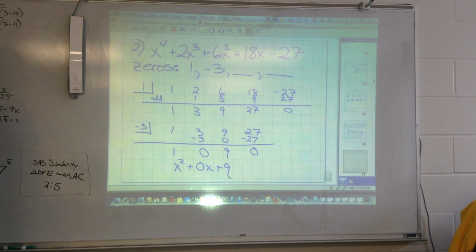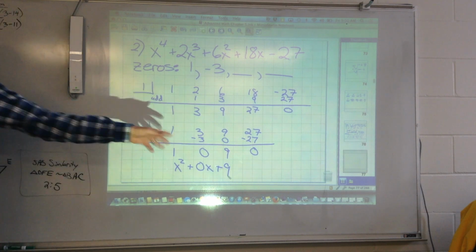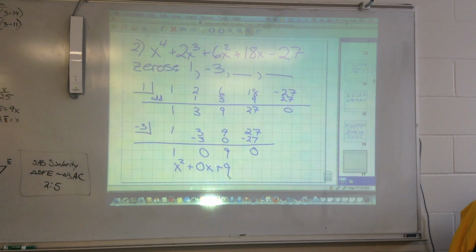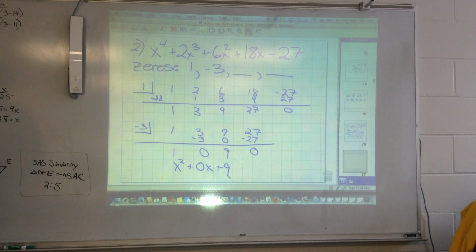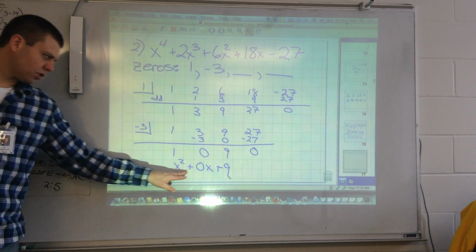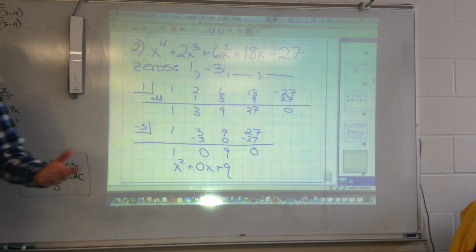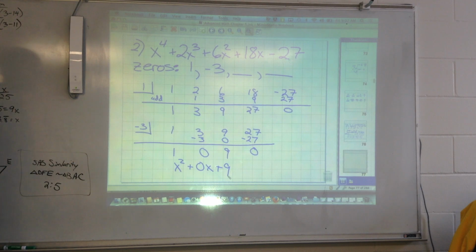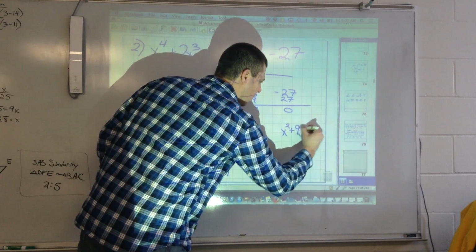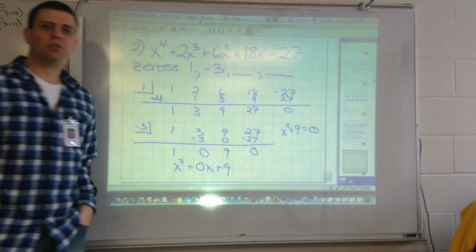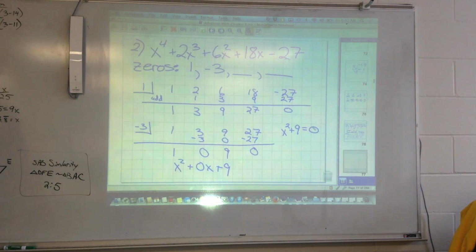Now, we can solve for the last two zeros with this leftover expression. Set that leftover expression equal to 0 and solve. So I'm going to take x squared plus 9 and set that equal to 0. Now, if you wanted to, you could use the quadratic formula, but that would be overdoing it, in my opinion, here. You can just use square roots.